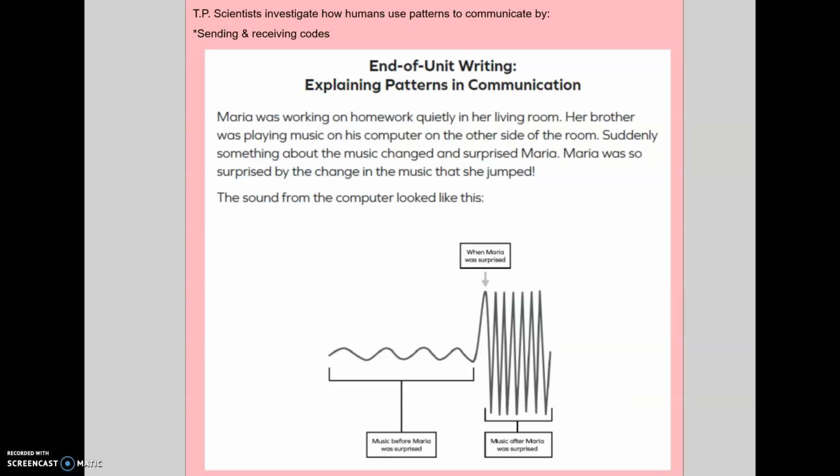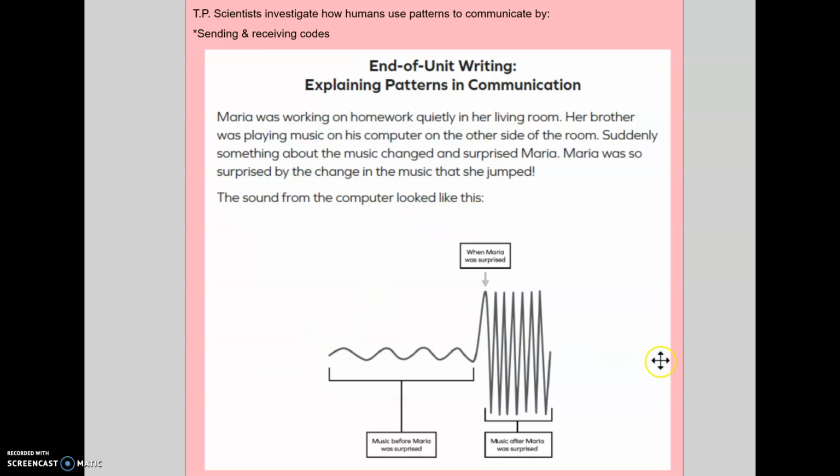Now you guys have one final writing assignment. So we have a diagram here, and we need to explain the pattern in this communication. So Maria was working on homework quietly in her living room. Her brother was playing music on his computer on the other side of the room. Suddenly, something about the music changed and surprised Maria. Maria was so surprised by the change in the music that she jumped. The sound from the computer looked like this.